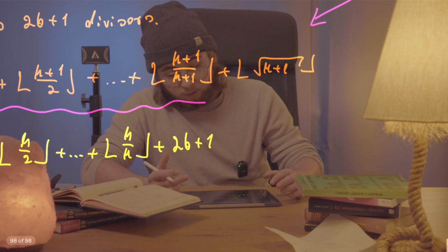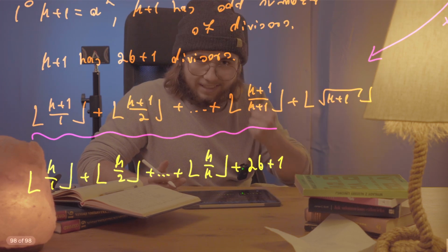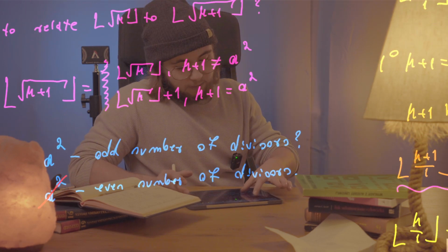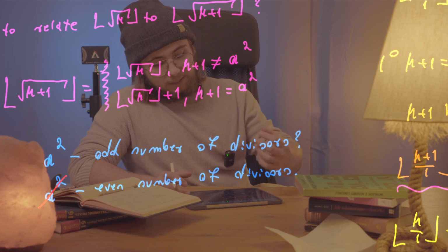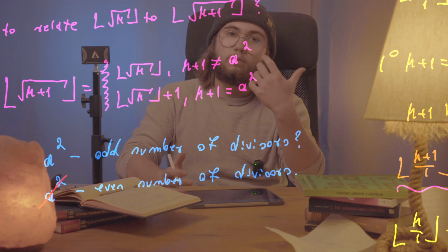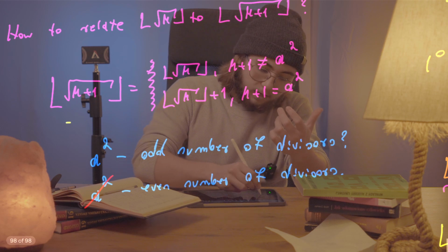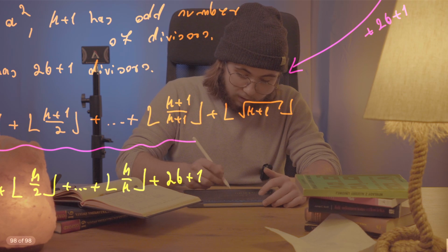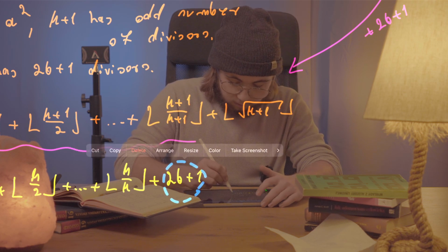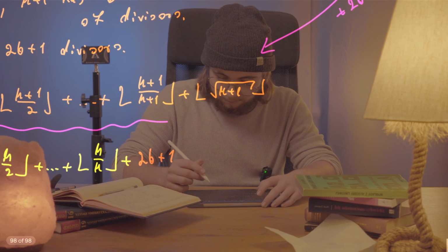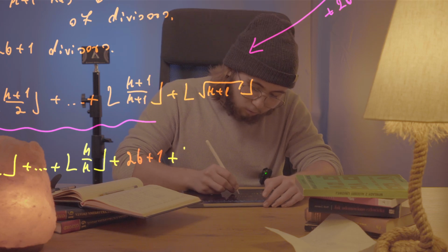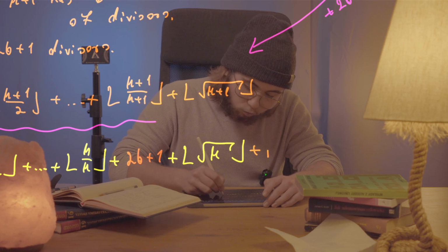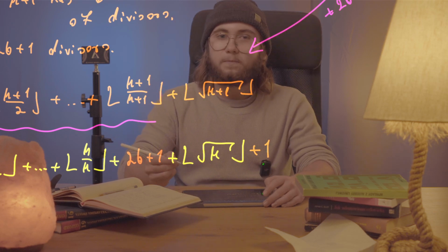However, one more thing: we know that k plus 1 is a perfect square. And so if k plus 1 is a perfect square, then the floor of the square root of k plus 1 is equal to the floor of the square root of k plus a 1 right over here. Maybe I should have actually put this in orange, that would have made more sense. It's going to be equal to the floor of the square root of k and then plus this 1, because k plus 1 was a perfect square.